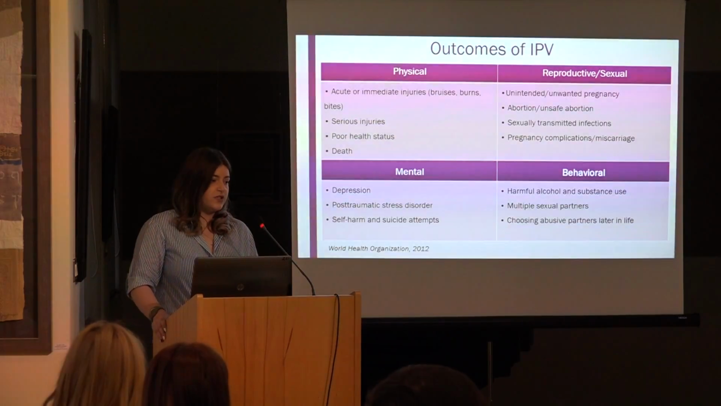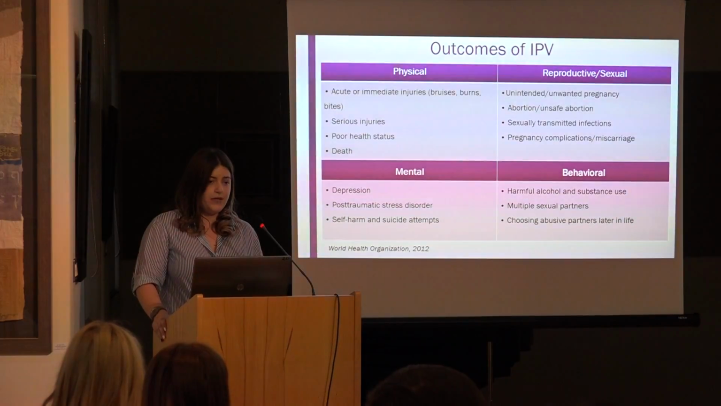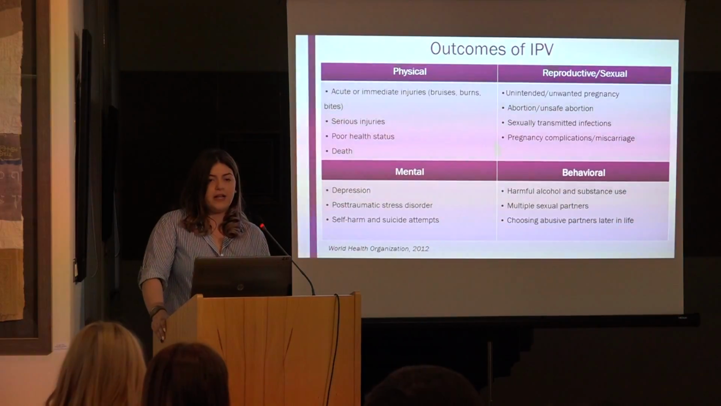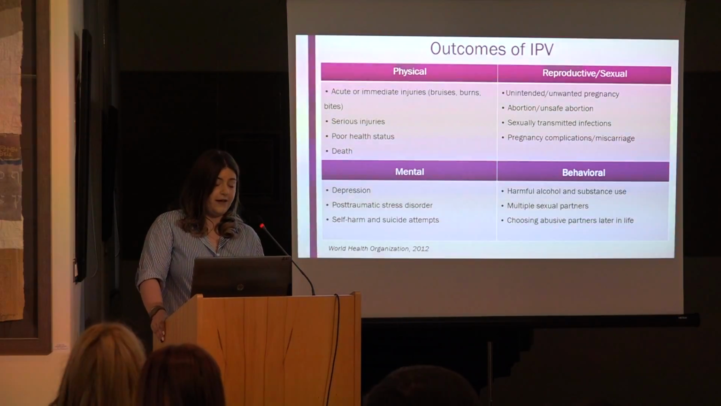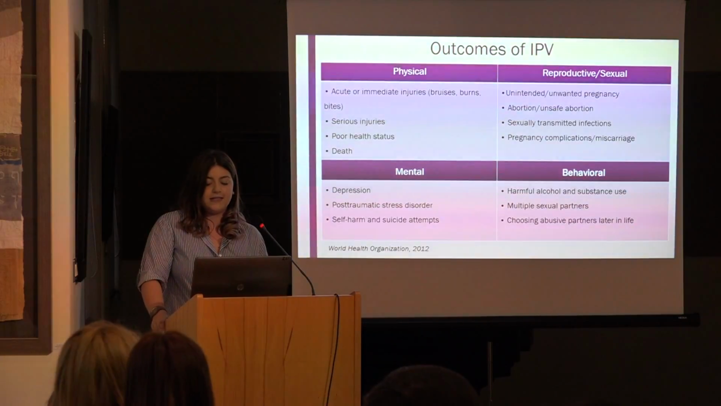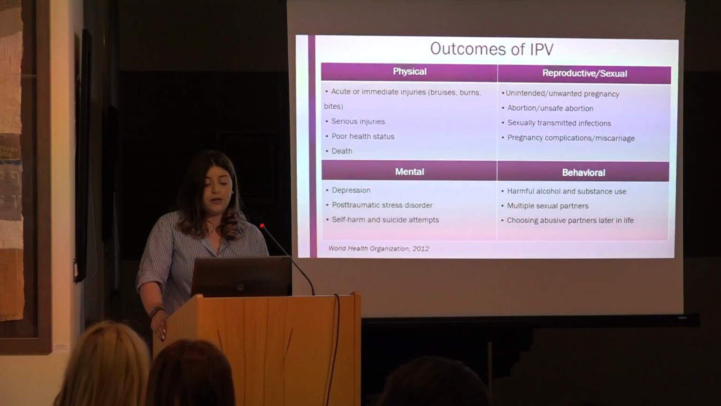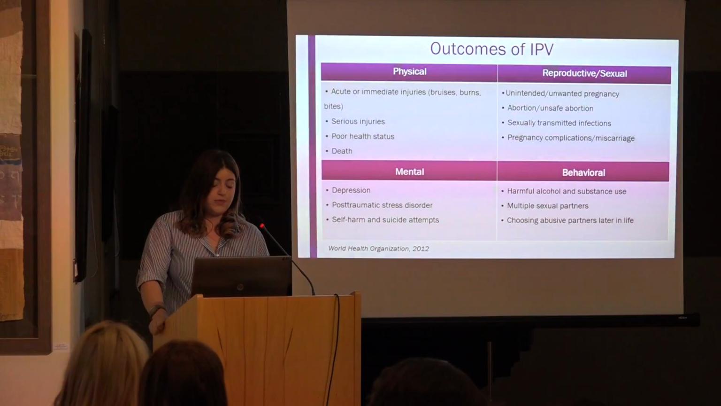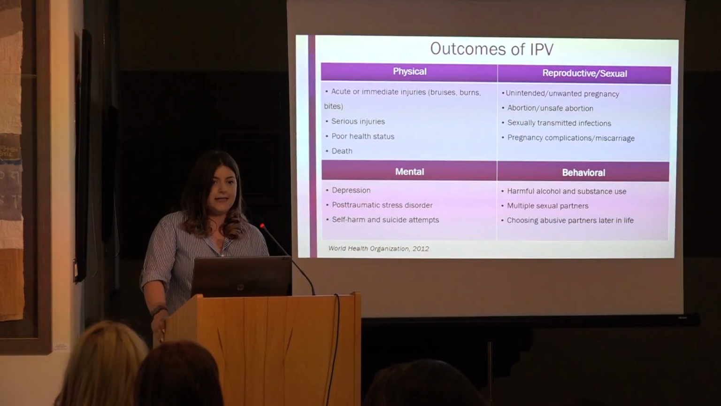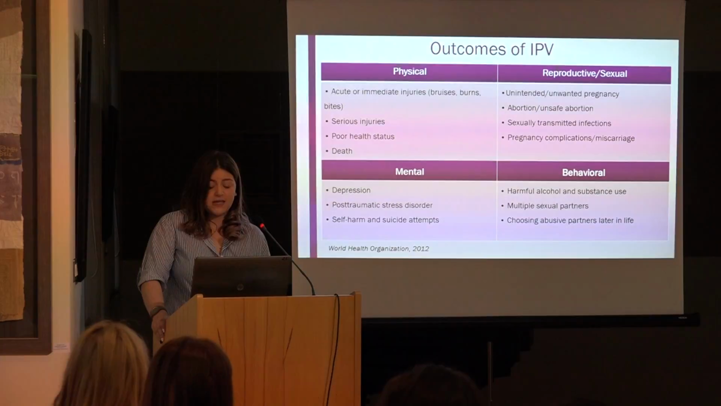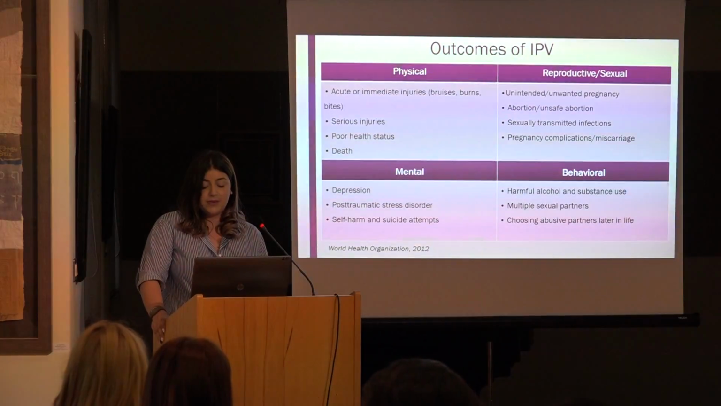IPV has some health-related adverse outcomes, and WHO divides those into four major sections, which are physical, reproductive and sexual, mental, and behavioral. In the physical section, we identify acute or immediate injuries, serious injuries, poor health status, and death, also including AIDS-related death. The reproductive and sexual section includes unintended, unwanted pregnancy, abortion, unsafe abortion, which could be consequent to each other, sexually transmitted infections, pregnancy complications, miscarriages. In the mental section, there are depression, post-traumatic stress disorder, including eating and sleeping disorders, self-harm and suicide attempts, and the behavioral section includes harmful alcohol and substance use, multiple sexual partners, and choosing abusive partners later in life.